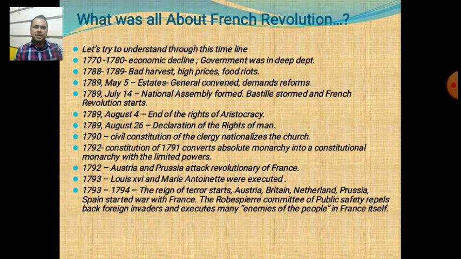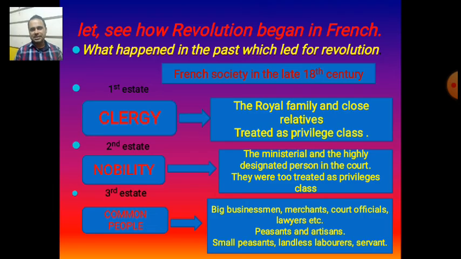But one big note to understand here: as we know, on 14th July 1789 the revolution in France began. But why did this revolution begin? It is very, very important to understand. There are some reasons because of which people protest and oppose. So let us try to understand what happened in the past which led to the revolution.